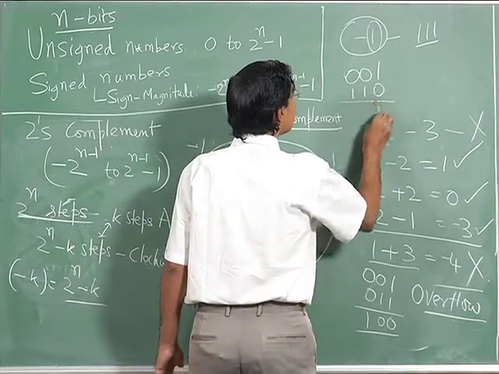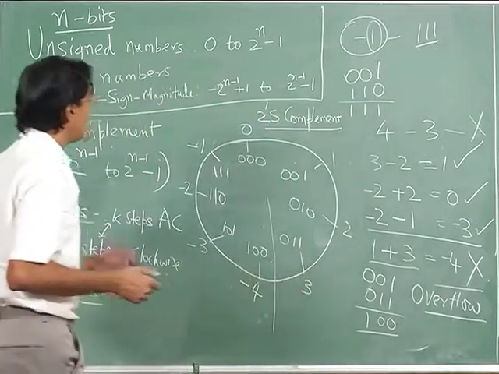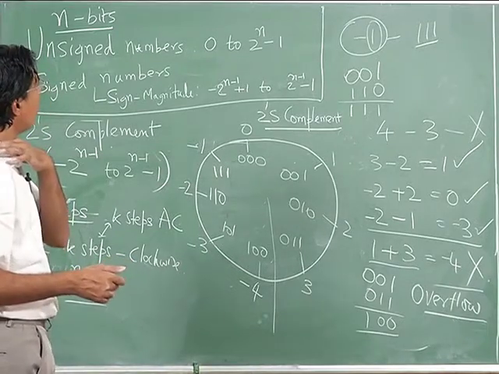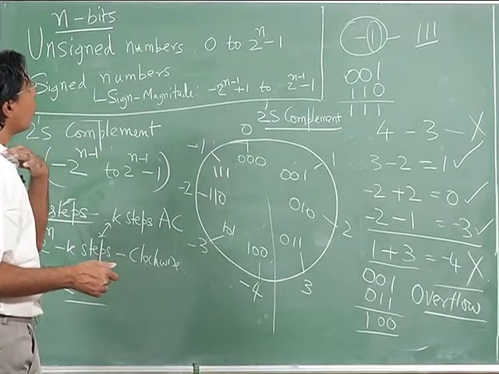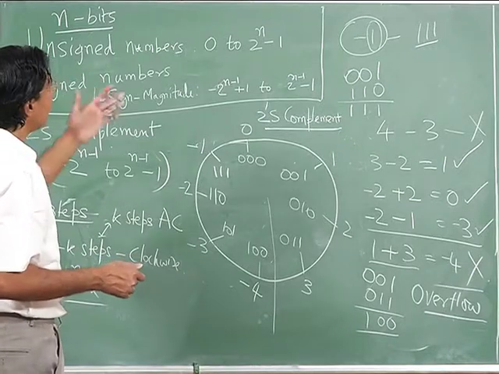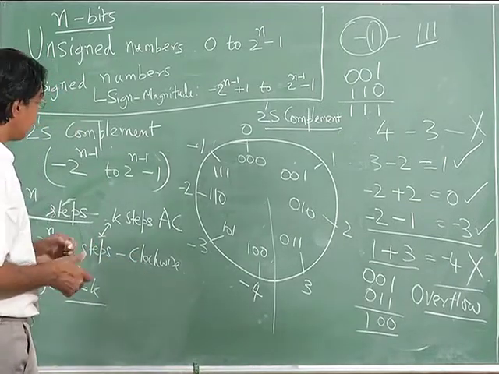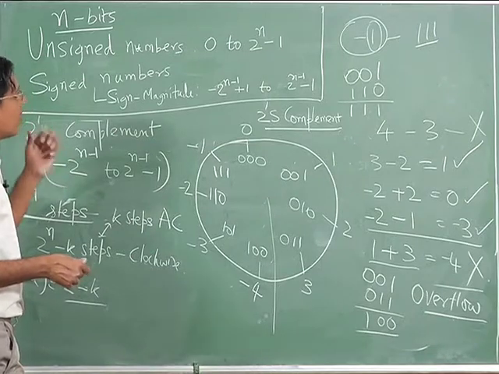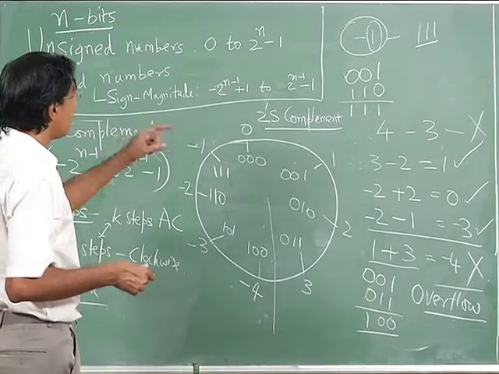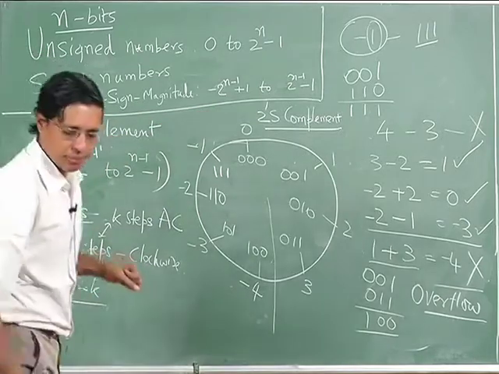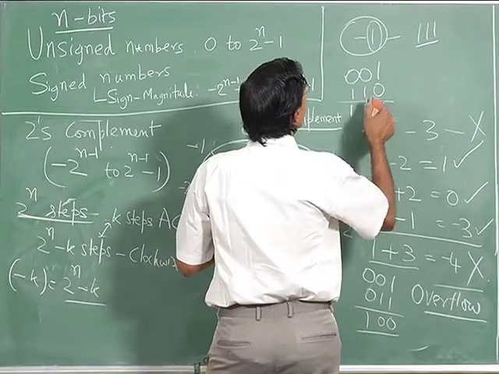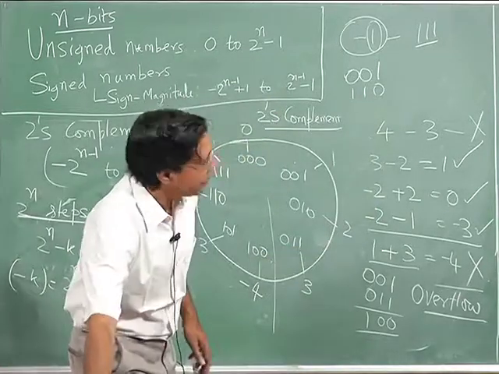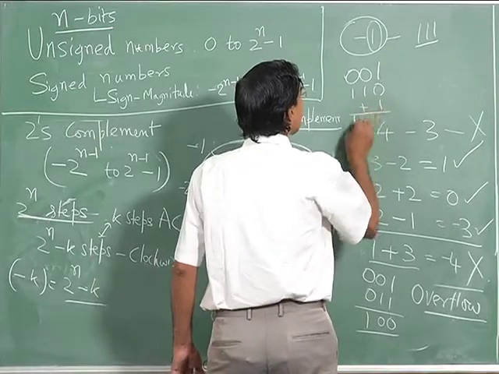Then I add 1, and I get 1 1 1. So the way we represent minus 1 is that we take the number, complement every bit and add 1 to this. So we get 1 1 1.